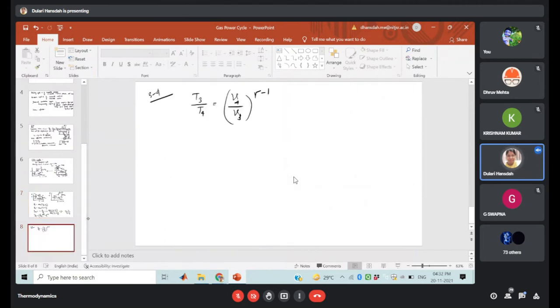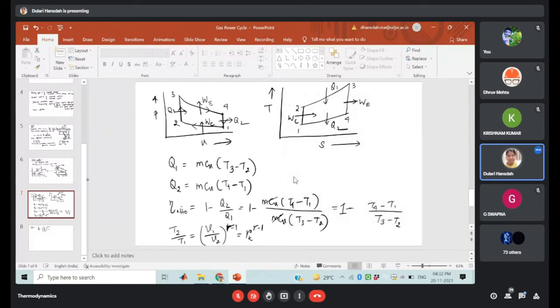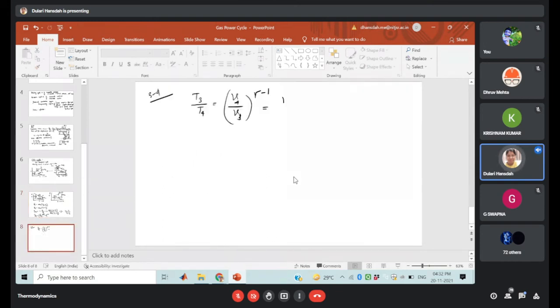Next, this one we have to simplify. If you observe, V4 is equal to V1, the volume is the same. Similarly, V3 is equal to V2. So in place of V4 we can write V1, and in place of V3 we can write V2, to the power gamma minus 1. Okay, got my point? So this will again be equal to rk to the power gamma minus 1.